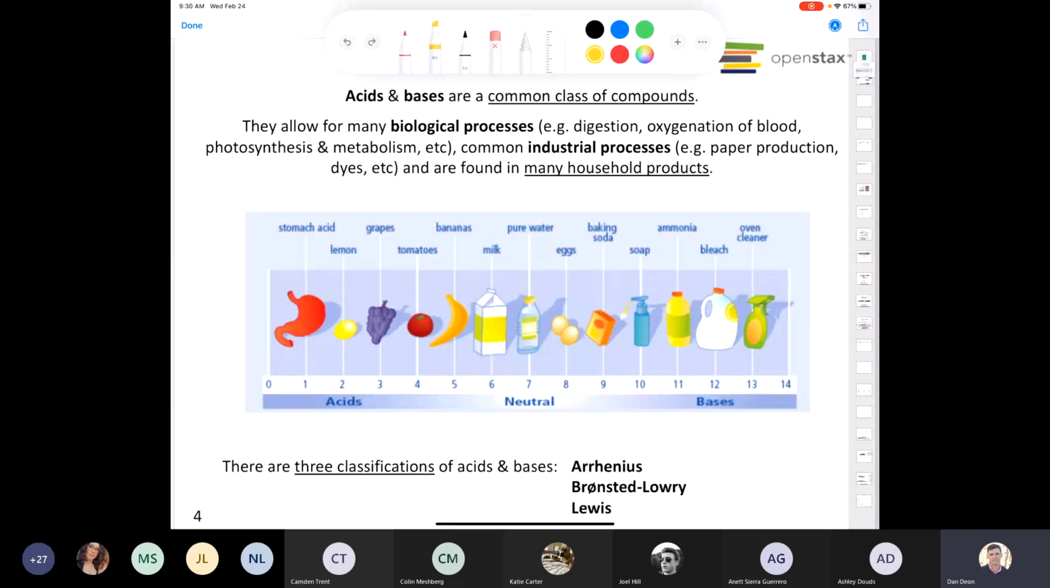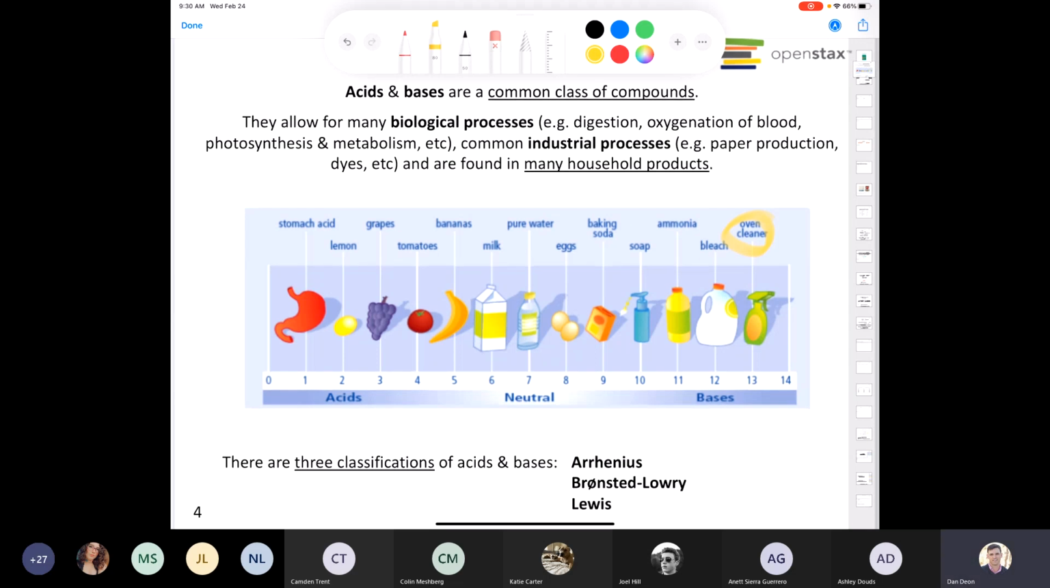Then if you go over to something like soap or ammonia, ammonia is found in household cleaners like Windex, for example. Those are basic. And then if you get all the way up to something like oven cleaner, which is actually quite dangerous, I'm sure many of you have used it before, things like Easy Off. Those are really strong bases, okay? And so acids and bases are found everywhere all around us, in common household products.